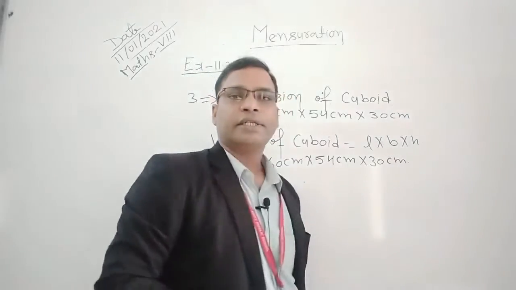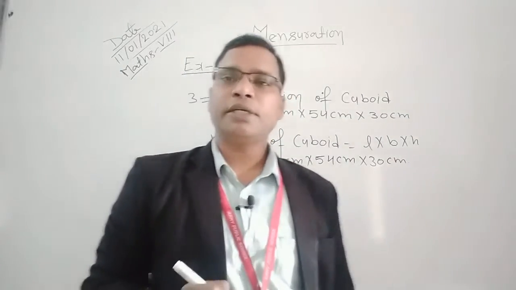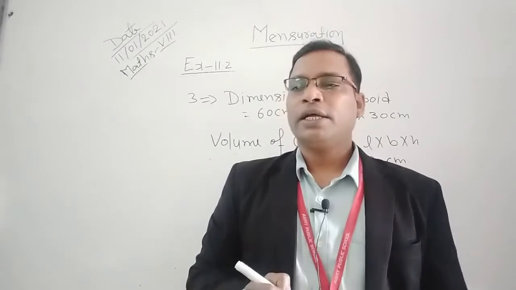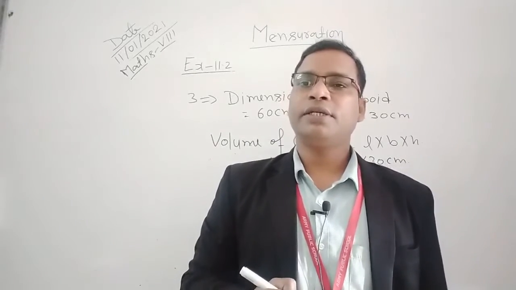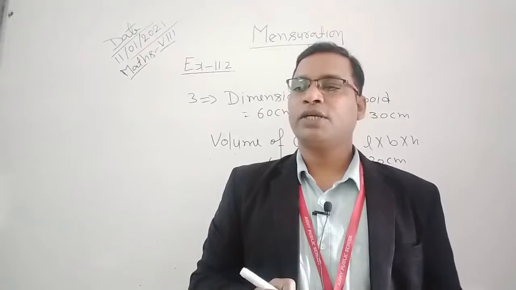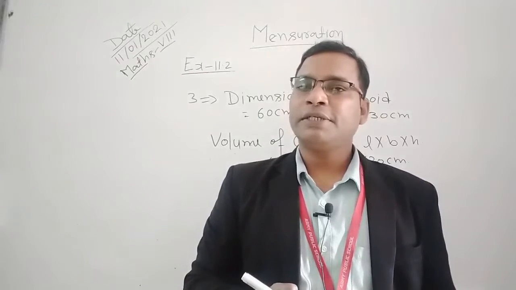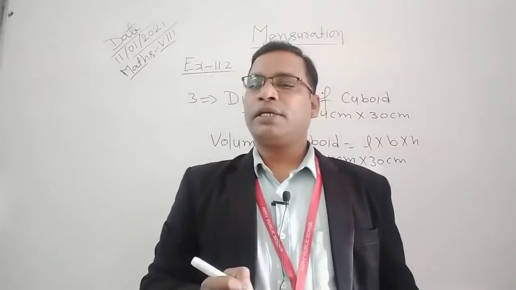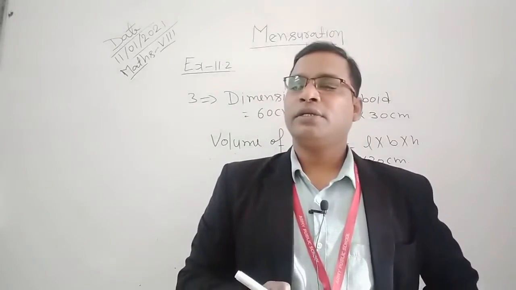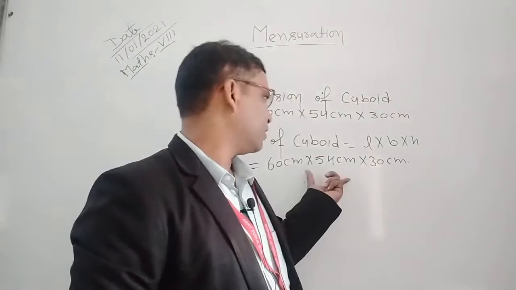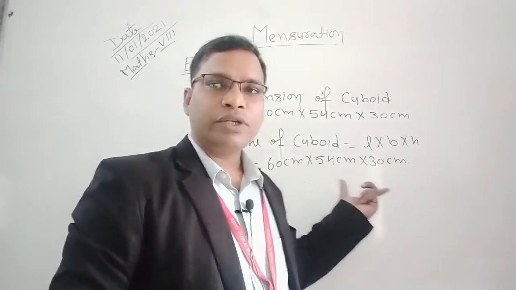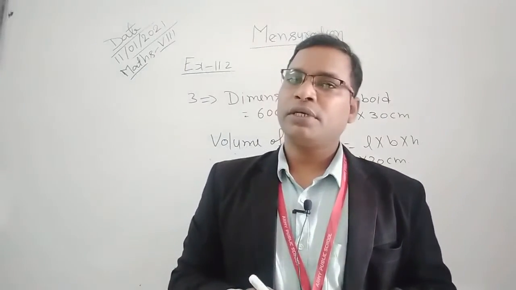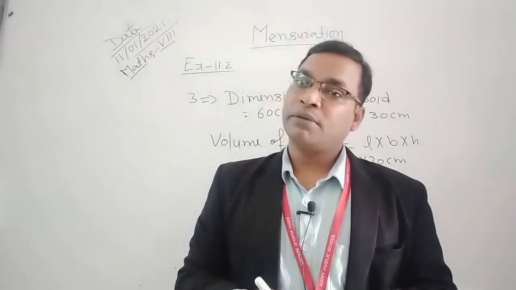This is clear? If you multiply centimeter into centimeter into centimeter, then you get centimeter cube. And here you multiply 60 into 54 into 30, so then we get this number. Okay, but here we do not need to find the volume of the cuboid, but we need to find the number of cubes.